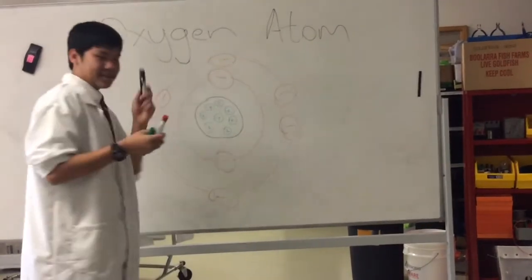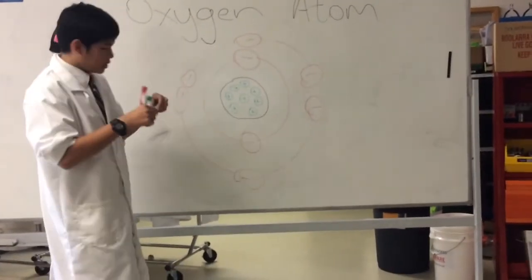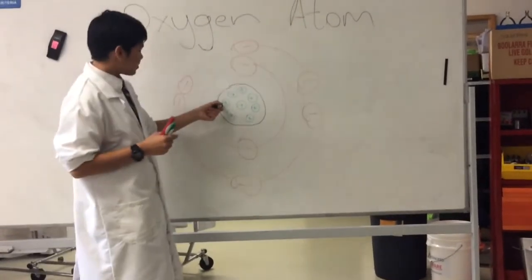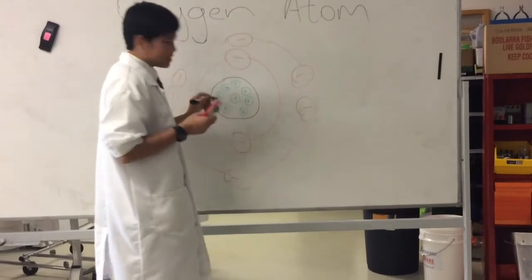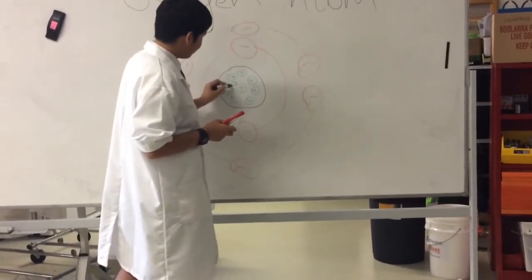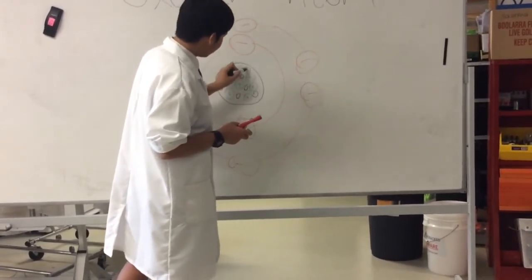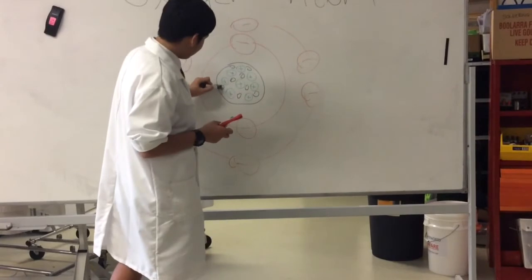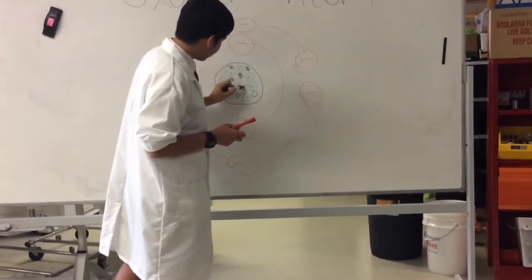Then let's not forget our neutrons. So the neutrons, you can locate them in the nucleus here. So that's 8 neutrons. So let's draw 8 circles. 1, 2, 3, 4, 5, 6, 7, 8. There you go. Just color them in to represent them.